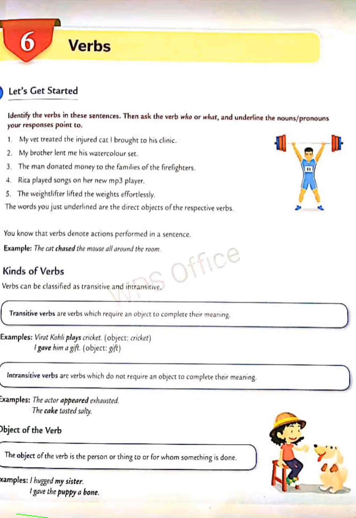Let's talk about the kinds of verbs. We have a number of kinds of verbs. First, we'll talk about transitive and intransitive verbs. What are transitive verbs? Transitive verbs are verbs which require an object to complete their meaning. For example, Virat Kohli plays cricket. What is the object here? Cricket.